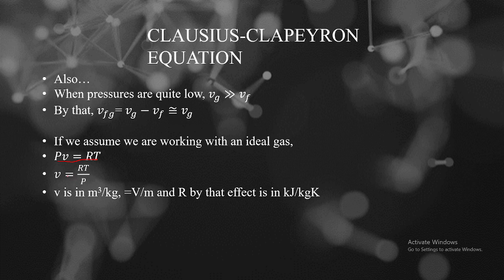But realize that we are dealing with a specific volume now. That's our Vg, right? And we want Vg to be in meter cube per kilogram, because that's what we read from the steam table. So it means that the R we have to use has to be in kilojoule per kilogram Kelvin, and that means it has to be the specific gas constant. So it will be R over the molar mass. That's going to be 8.314 over the molar mass of the gas you are working with, right?